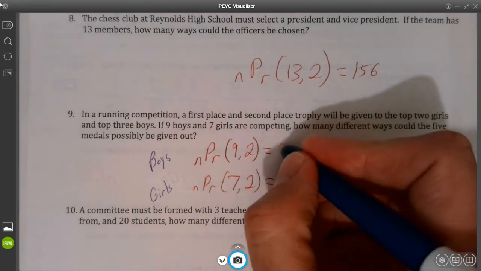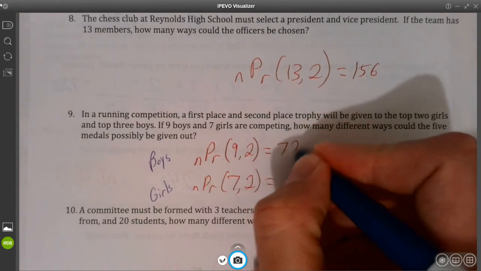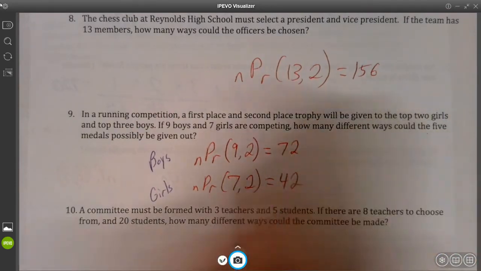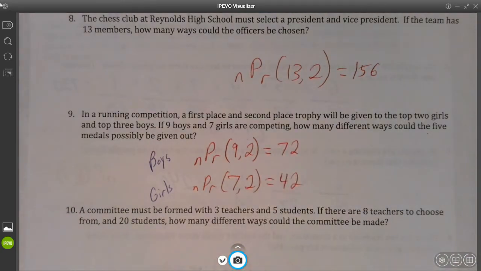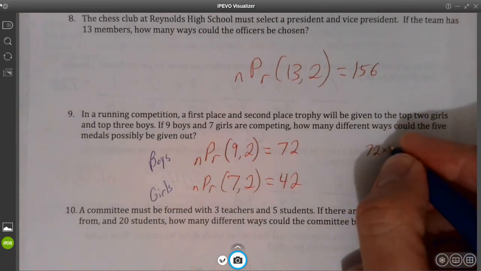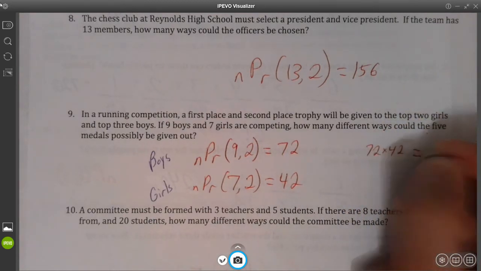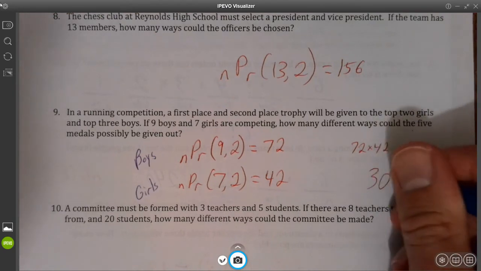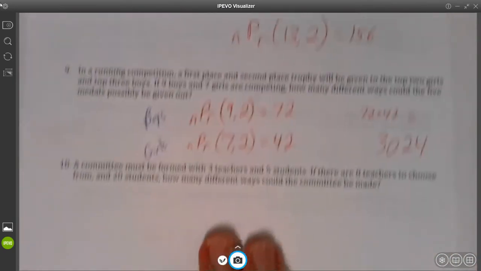So actually, I know this one. This one off the top of my head would be 9 times 8, which is 72. This would be 7 times 6, which would be 42. And then the final answer actually is these 2 multiplied together. If I have 72 options here and 42 options here, then I'll do 72 times 42 in my head. I'm kidding. I'm not doing that in my head. I'm typing it in the calculator off screen. I have 3,024 options.